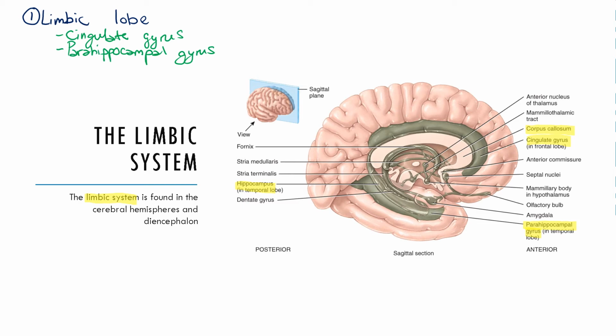Now, our second structure included in the limbic system is the dentate gyrus, or dentate, sorry. This one, it's labeled right here, and it lies between the hippocampus and the parahippocampus. Next, we have the amygdala. This is labeled here. It's really composed of several groups of neurons that are located close to the tail of the caudate nucleus.